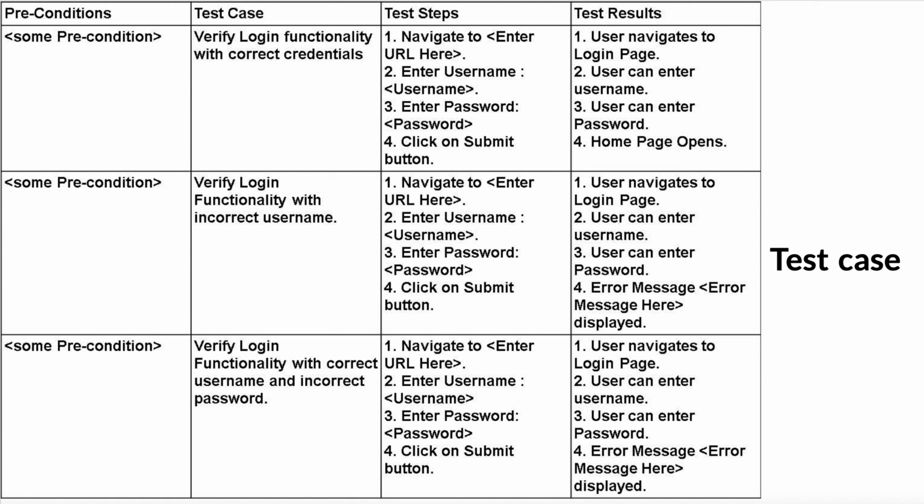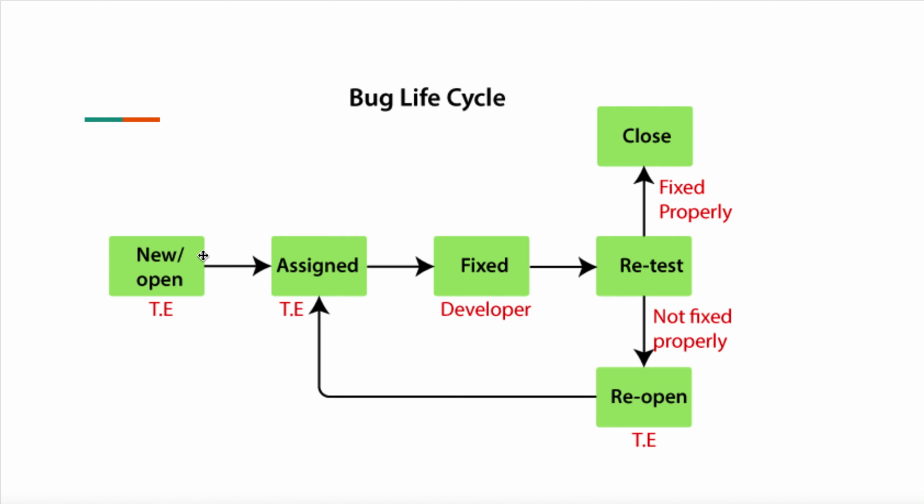Now suppose QA has written the test cases. Now he needs to execute those test cases. Once he starts executing, he will find some bugs, and that is where the bug life cycle comes into the picture. As soon as QA finds any bug, the status will be new, and the test engineer will assign that bug to the developer. The developer will then try to fix the bug. If it is a valid bug, the developer will fix it. If it is an invalid bug, the developer will reject it by giving proof.